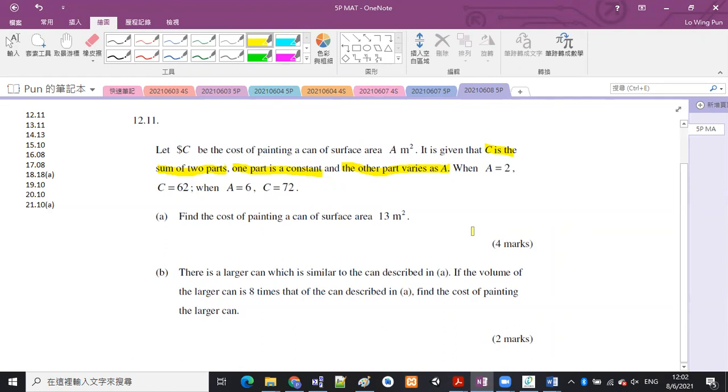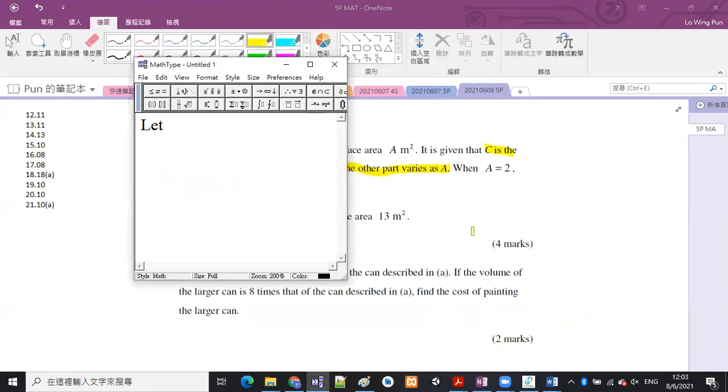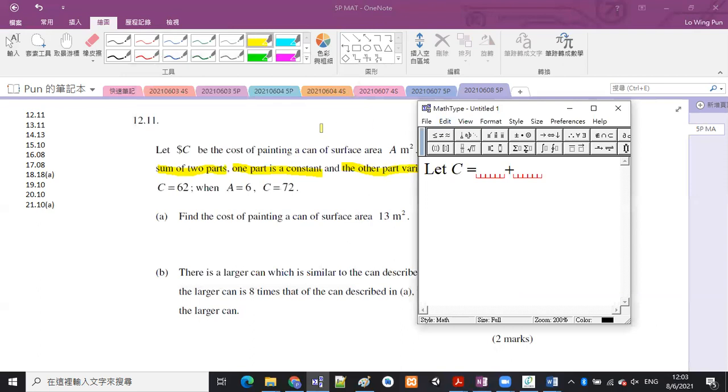C is the sum of 2 parts. So we will let C be the sum of 2 parts, like this. Of course, I will fill in the blanks. What is the first part? Yes, the first part is a constant. One part is a constant, right? And then I will let a, just a small a, be that constant. So the first part is a. What is the second part? The other part varies as capital A.